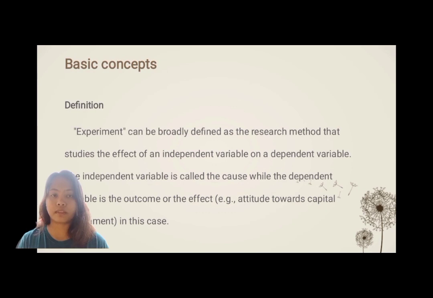Basic concept. Definition. An experiment can be broadly defined as the research method that studies the effect of an independent variable on the dependent variable. The independent variable is called the cause, while the dependent variable is the outcome or the effect in this case. Example. Experimental research is often a laboratory experiment, which may differ in nature depending on the subject of research.